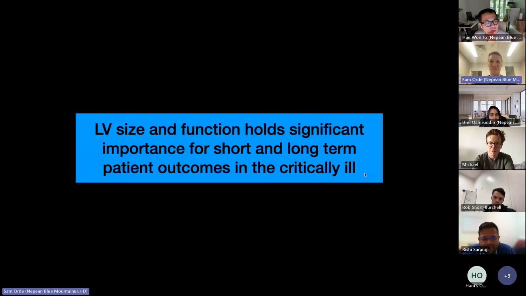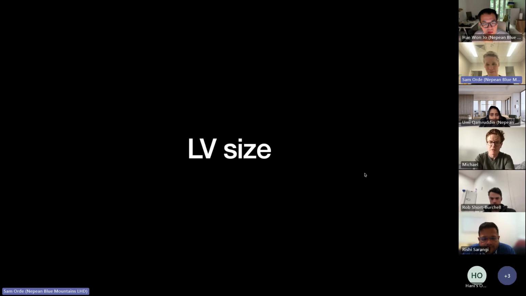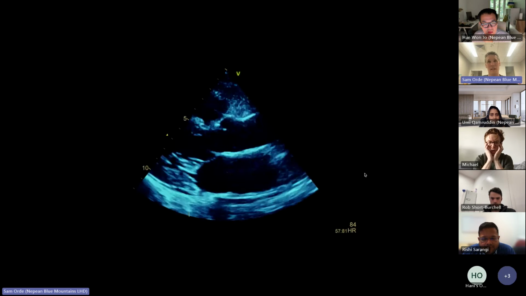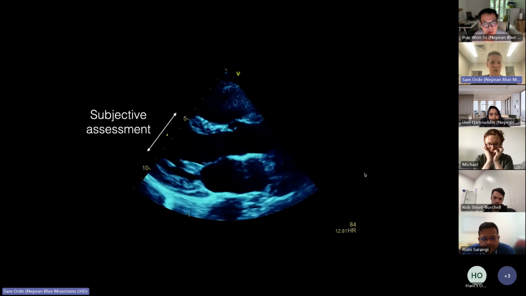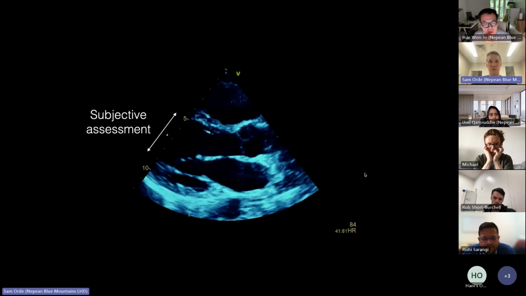So LV size and function holds significant importance for short and long-term patient outcomes in the critically ill. So how do we do it? Well, let's start with LV size. We can do it in a couple of ways. The first is we just look at it and you can do a subjective assessment.